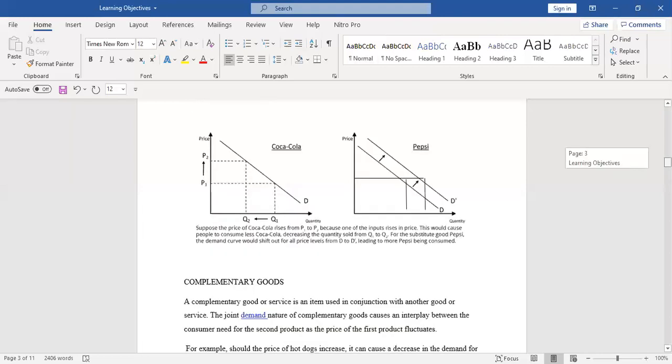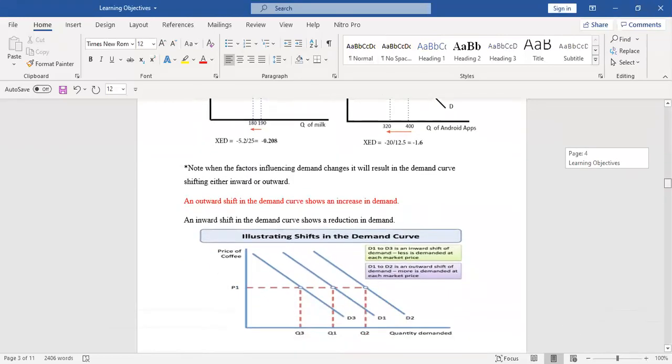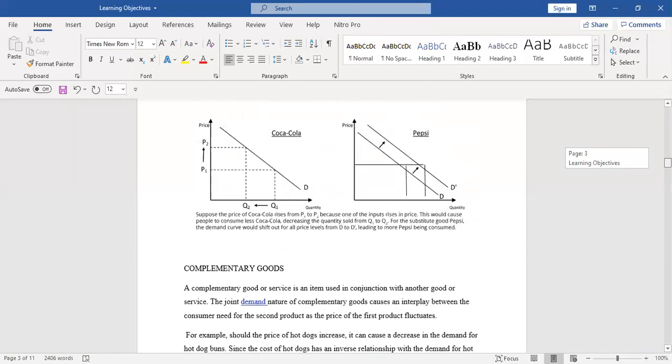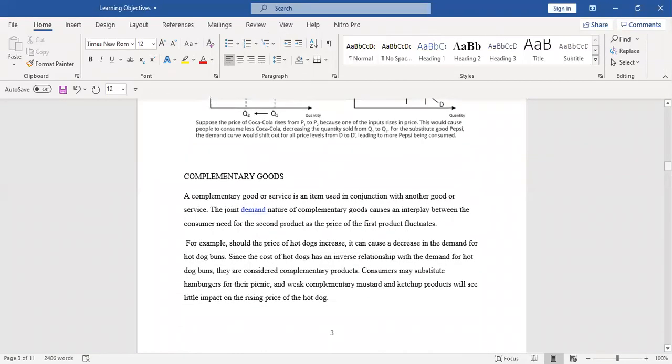We're moving on, guys. So complements now. Complementary goods. They go together. You can't have one without the other. Once you're demanding one, then automatically you have to demand the other. I go with cars and gas, cars and tires, right? Hot dog and hot dog buns, they're complements.